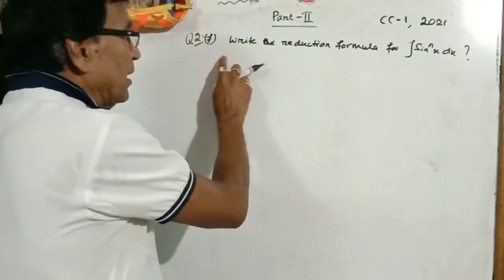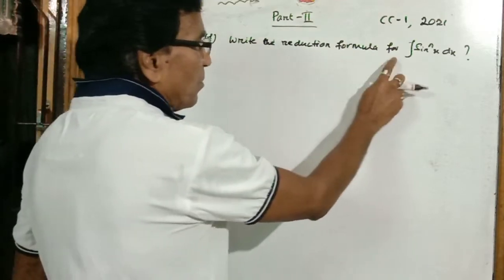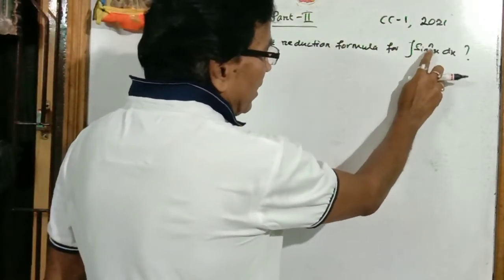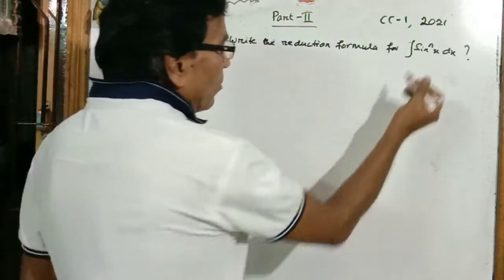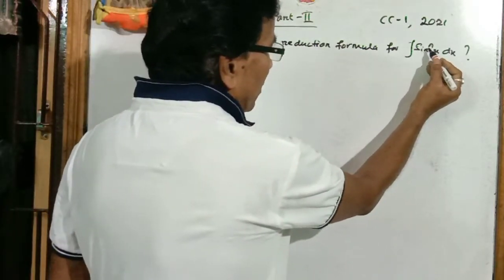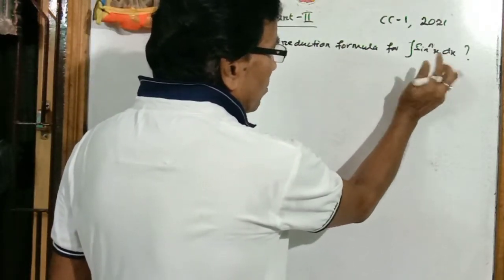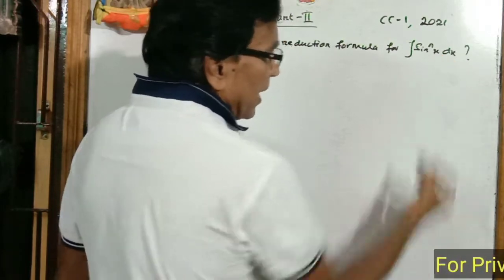In the next question we have to write the reduction formula for integration of sine to the power n x dx. In the question paper it is wrongly printed as sine to the power x; it should be n, not x.